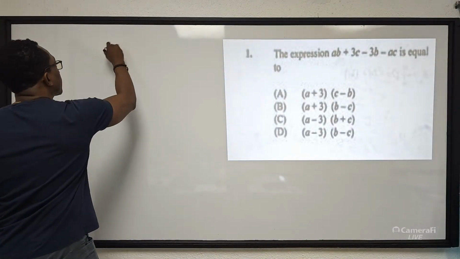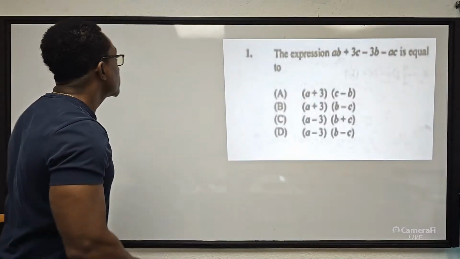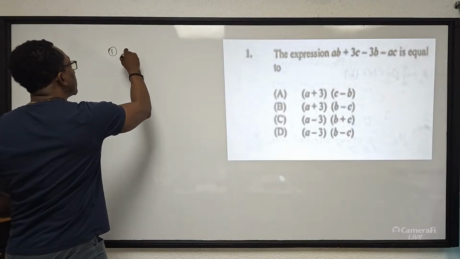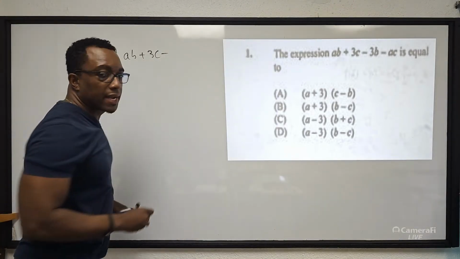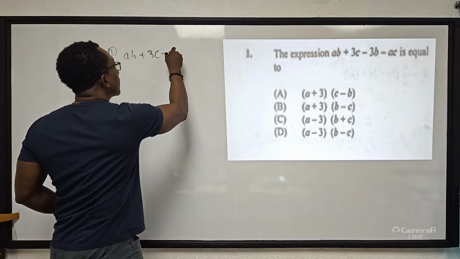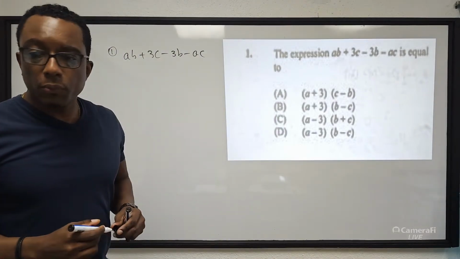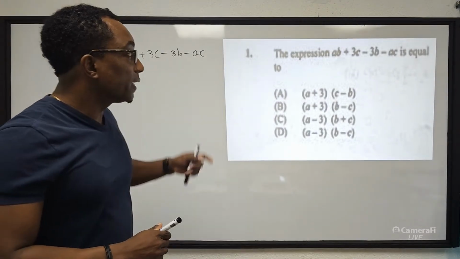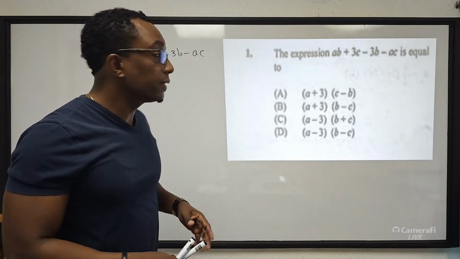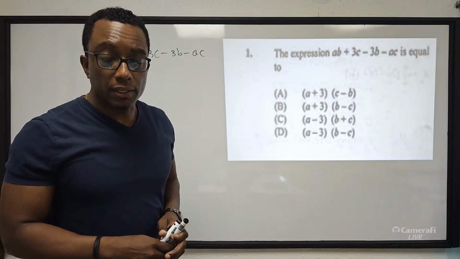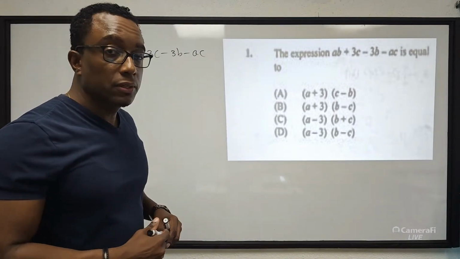Question 1 says, so this is from June 2020. It says the expression AB plus 3C minus 3B minus AC is equal to. So we have these options here. We can easily take each option, expand it to get what we have there, or if not, we can carry out our method of factorization. We can factorize that expression to get one of the options shown.